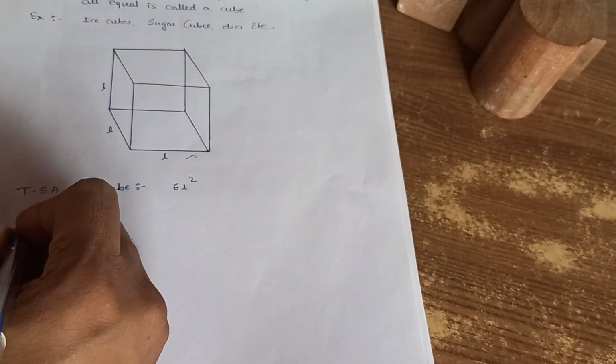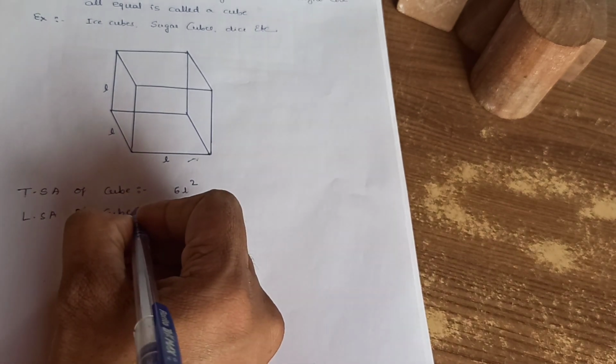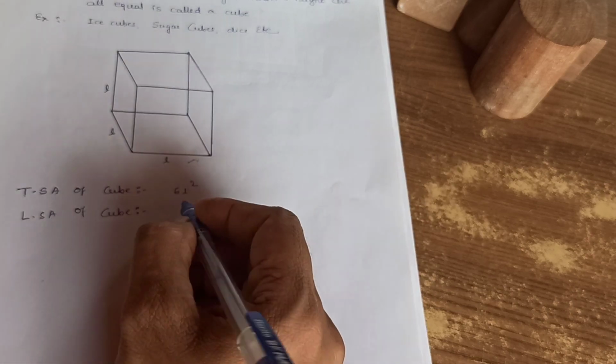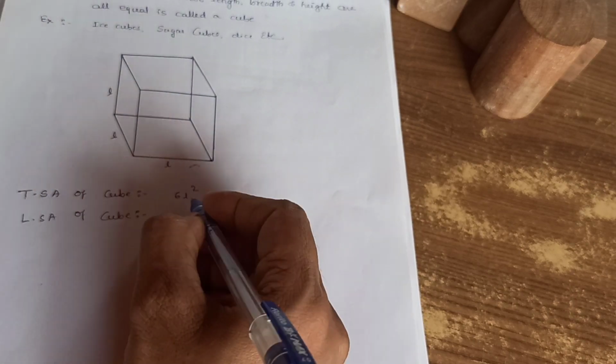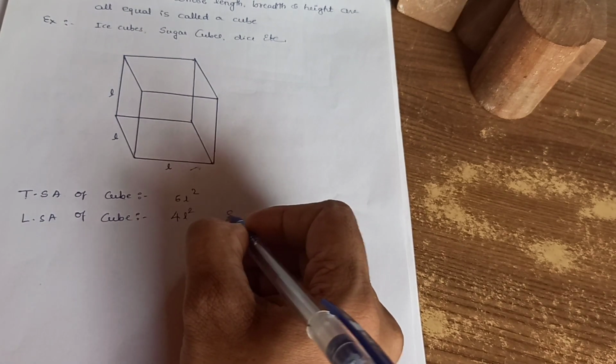Then LSA of cube. We leave the top and bottom. So the lateral surface area of cube is 4L square. Both are measured in square units.